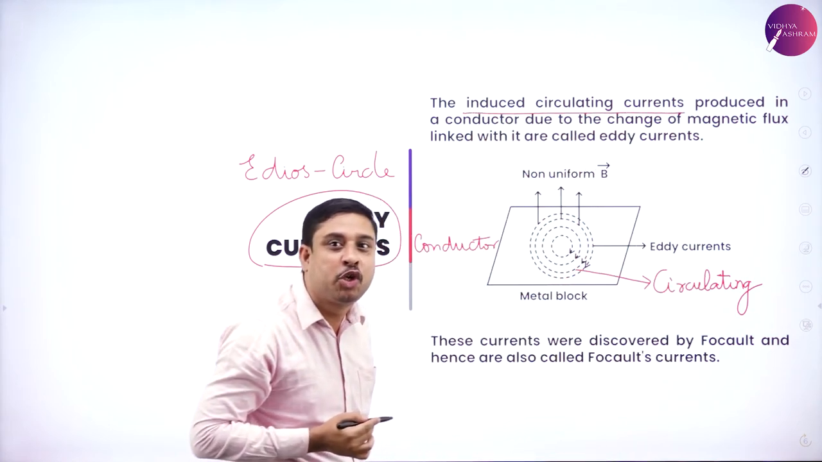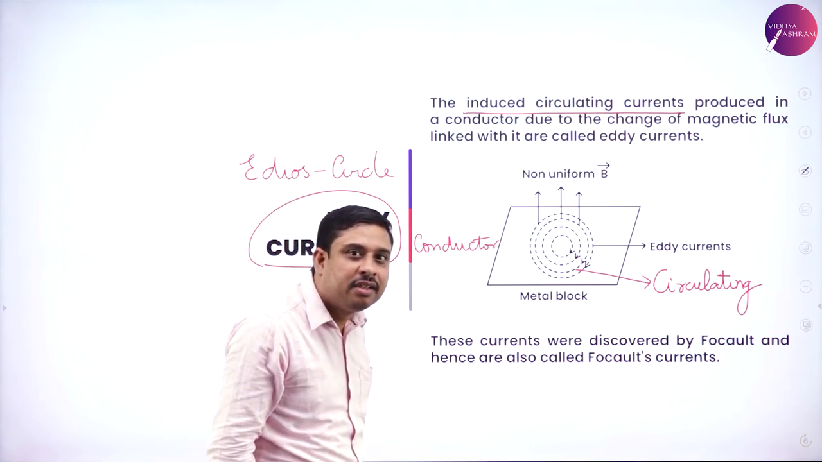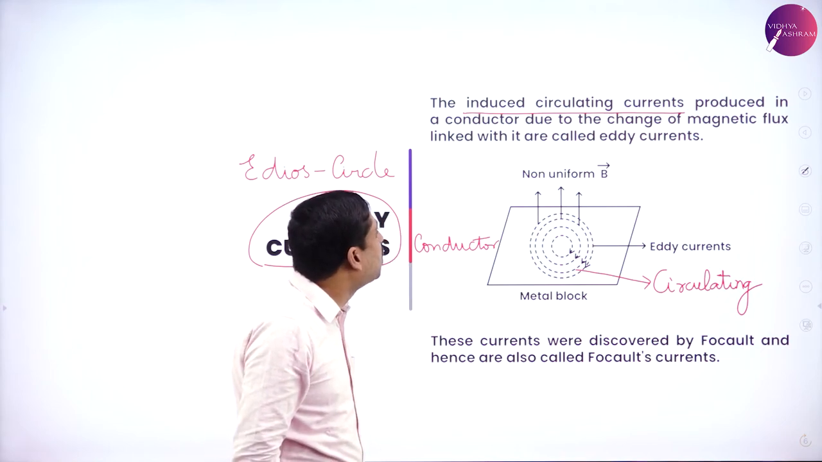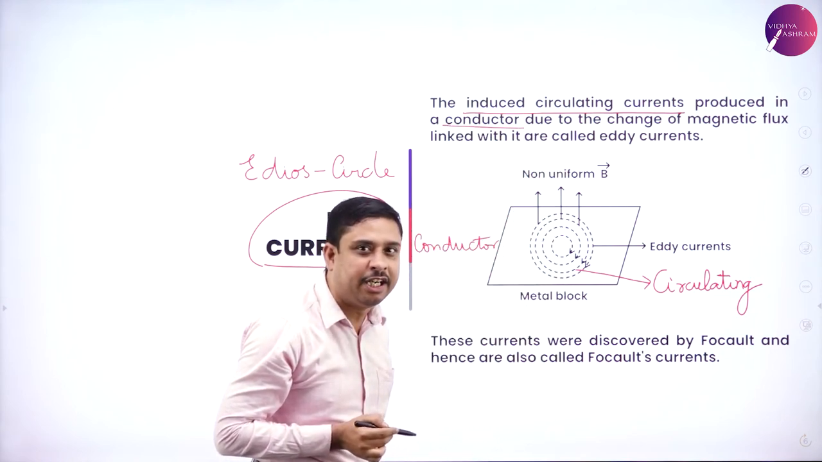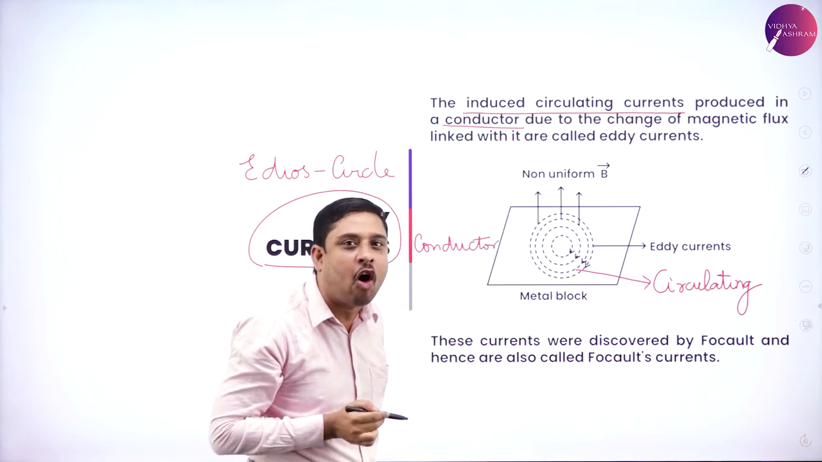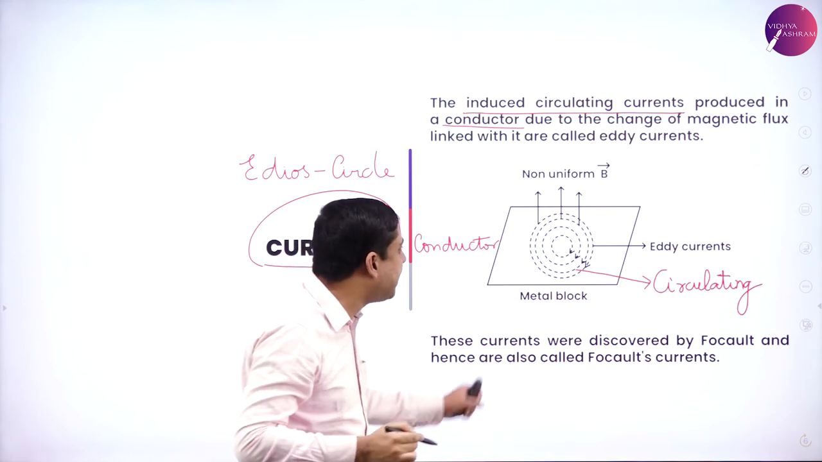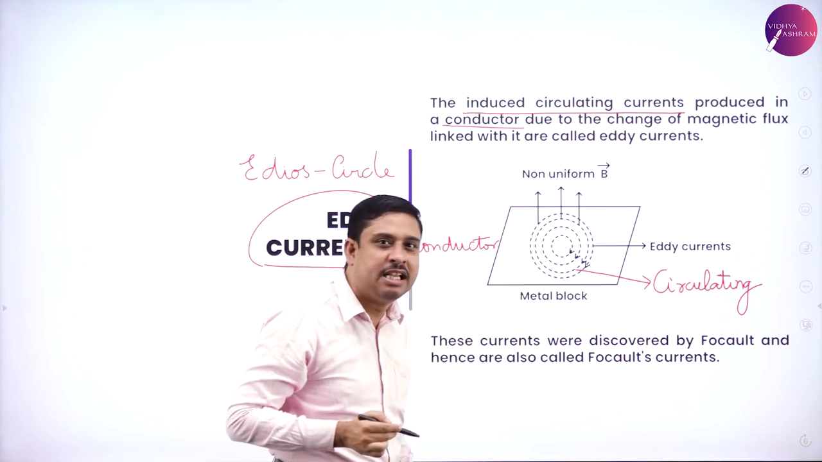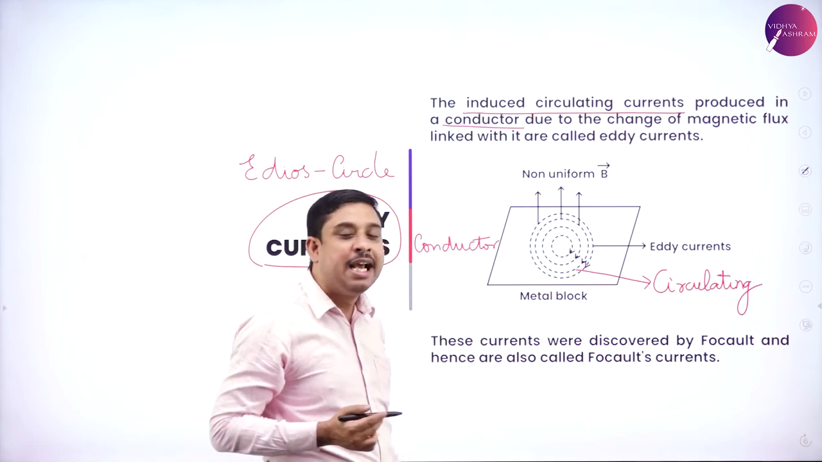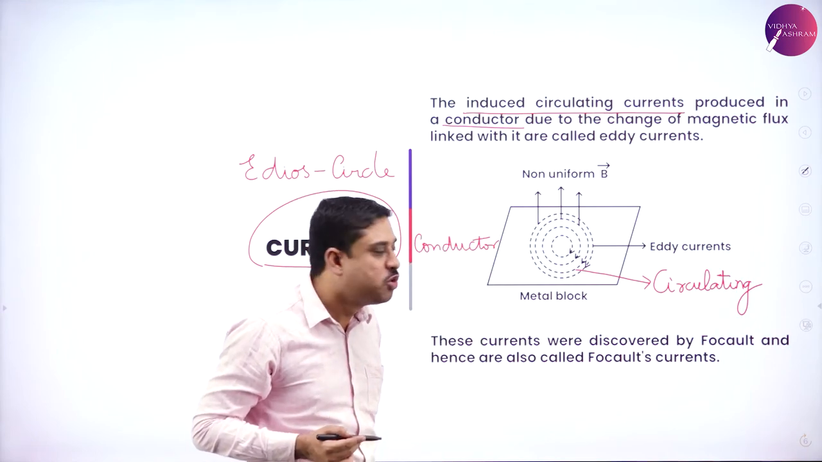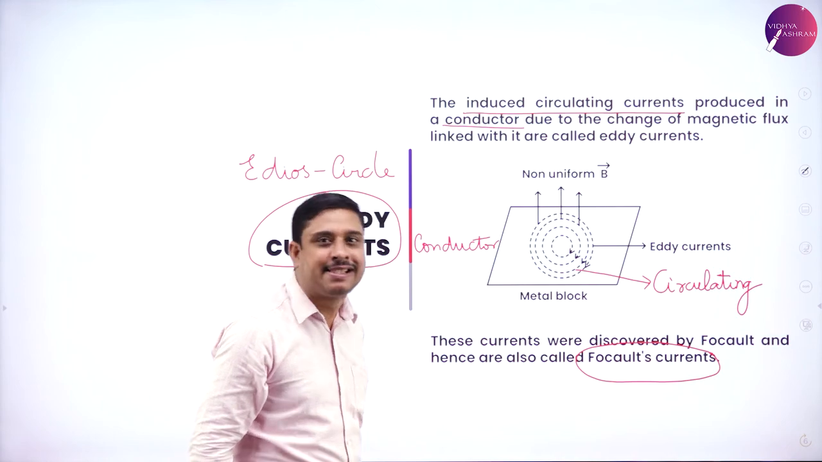So these are induced circulating currents. Eddy currents are induced circulating currents produced in a conductor due to the change of magnetic flux linked with it. If the current generated is in the form of circles, circulating currents, then they are called eddy currents. Since they were first noticed by Foucault, they are also called Foucault's currents.